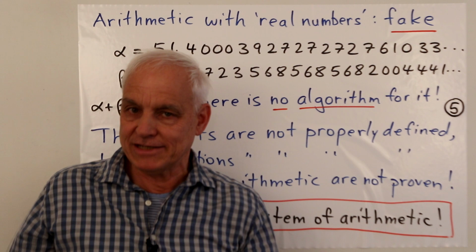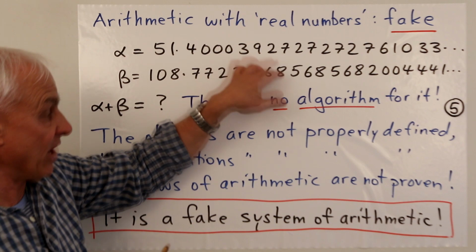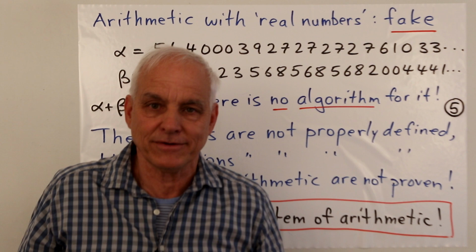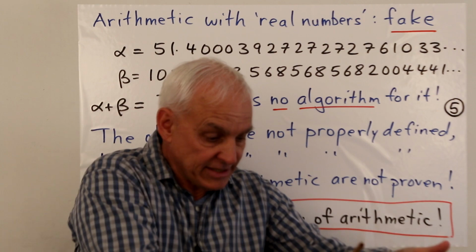So you want to program an app that will input a natural number n and output the nth digit of the sum of these two things. And that turns out to be impossible. So you just can't do that. The infinite aspect of these decimals prevents you from doing that. You can talk about the infinite sum as if it works, but you can't actually specify an algorithm to take this algorithm and this algorithm and combine them to get an algorithm for the sum.